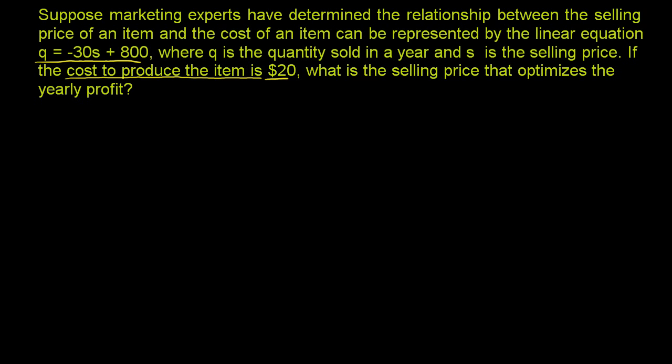So what's the profit going to be? Let me write this down. Our yearly profit is going to be the quantity that we sell in a year, times the price that we sell it at, minus the cost of us actually producing that item. And in this case, they tell us it is $20.